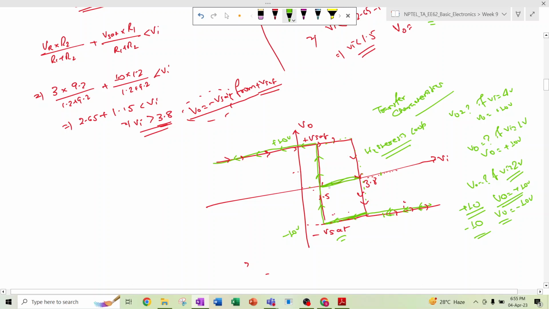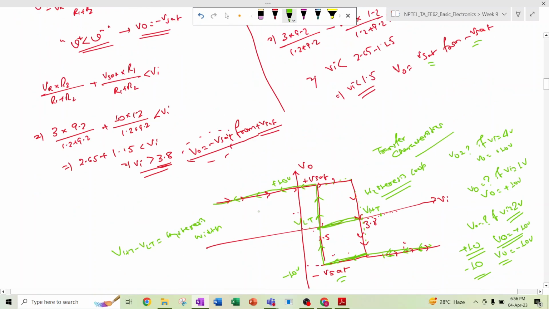Yeah, so here is some terminology. This is known as VLT, the lower tripping point, and this is known as VHT, the higher tripping point. This VHT minus VLT is known as the hysteresis width, the width of the hysteresis curve. So this is the basic answer.